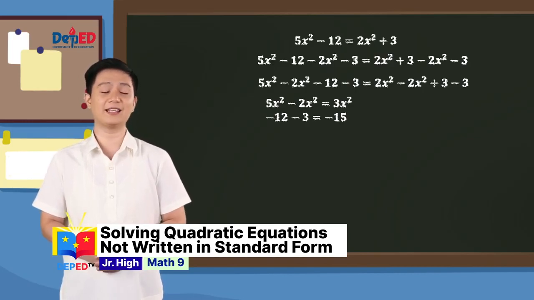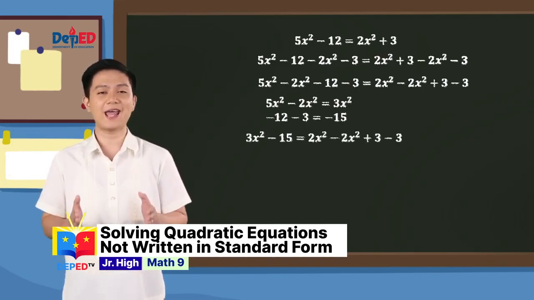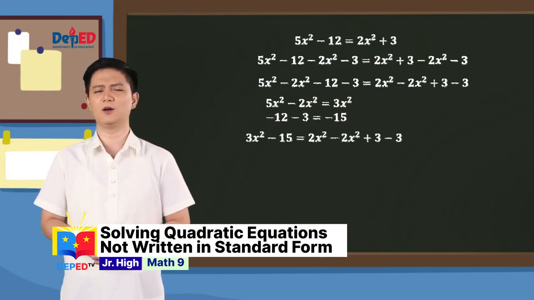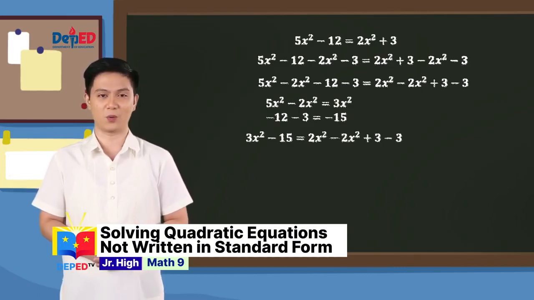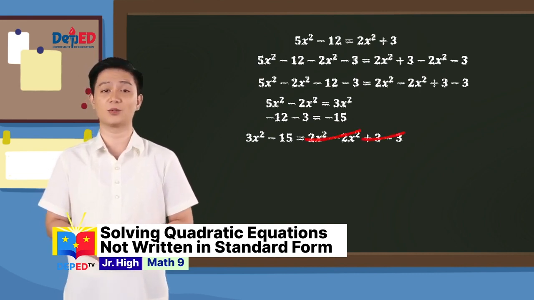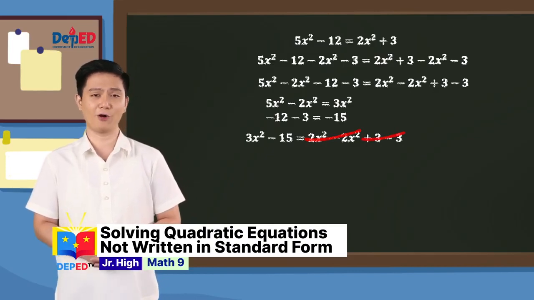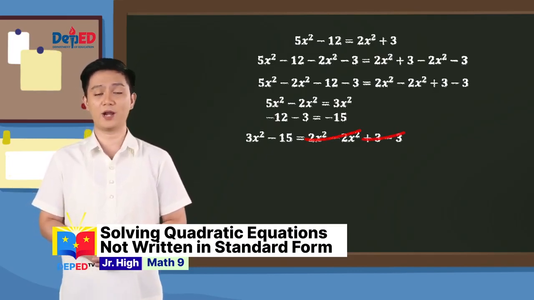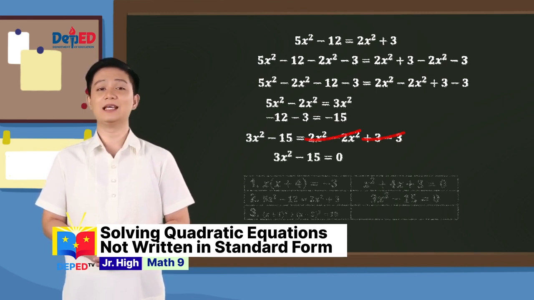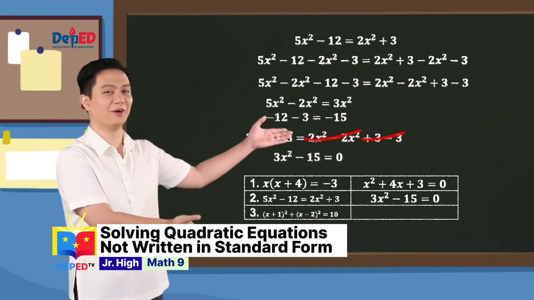Hence, the left side can be written now as 3x squared minus 15, while the right side is just 0, since 2x squared minus 2x squared is just 0, and positive 3 minus 3 is also equal to 0. And thus, the standard form of the equation 5x squared minus 12 equals 2x squared plus 3 is 3x squared minus 15 equals 0. Let's record this in the table.